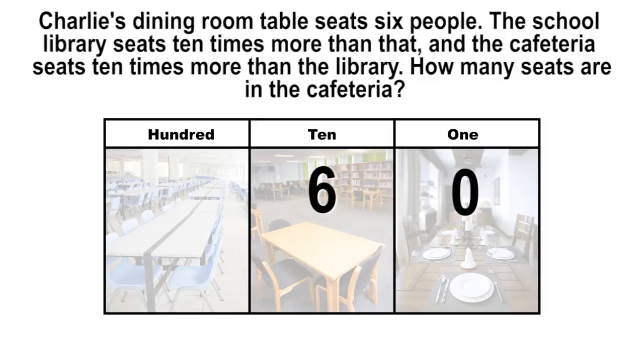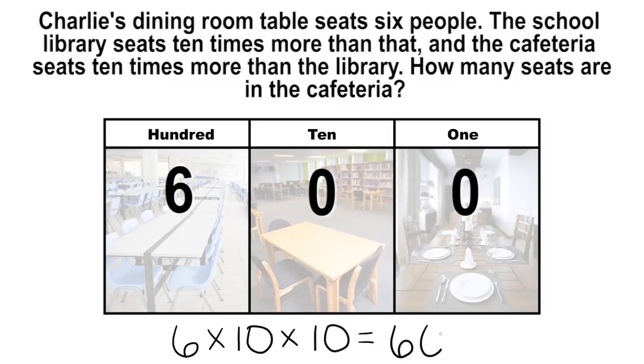However, we are looking for the number of seats in the cafeteria, which has 10 times more than the library. That means that I need to multiply 6 tens or 60 by 10, which will move the digit to the left one more place and equal 6 hundreds. This would be the same as multiplying 6 by 10 and then 10 again. The cafeteria has 600 seats.